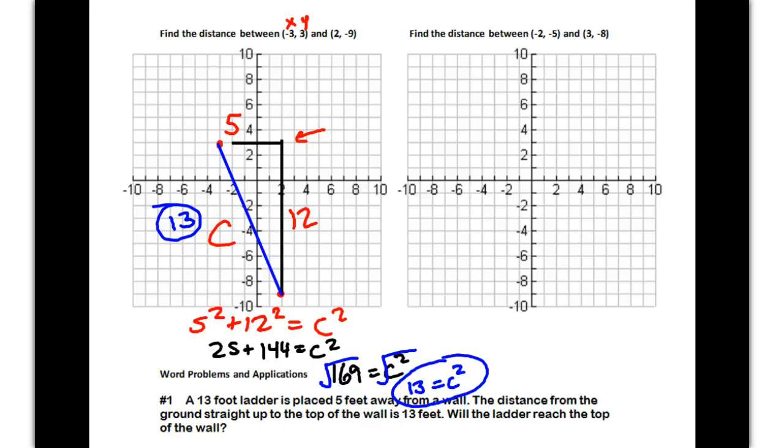Okay. What I'd like you to do is push pause and try the next one on your own, see if you got it right, and then push play to watch the solution.